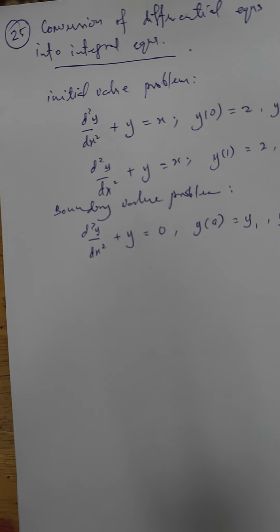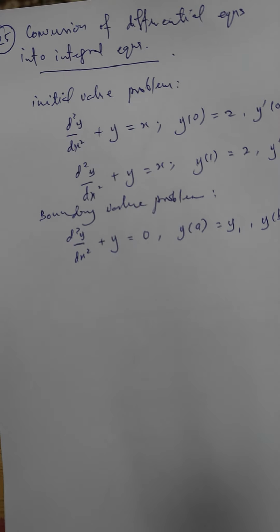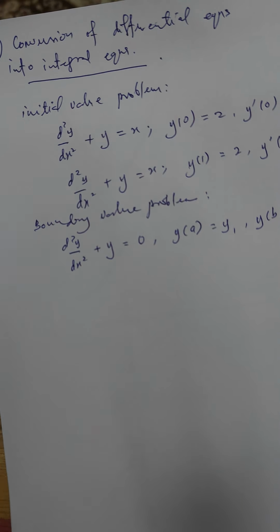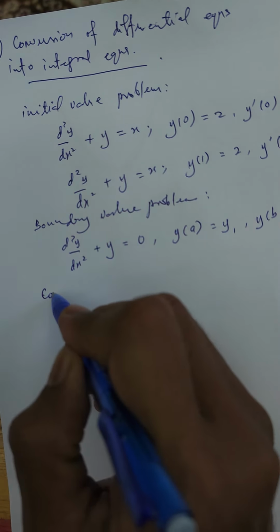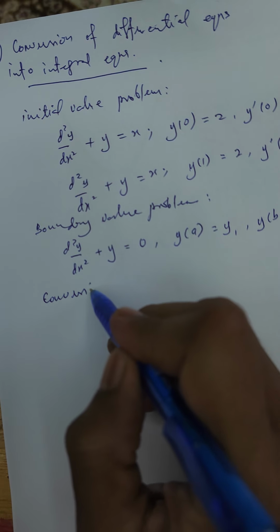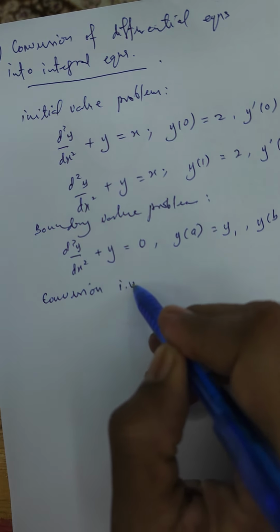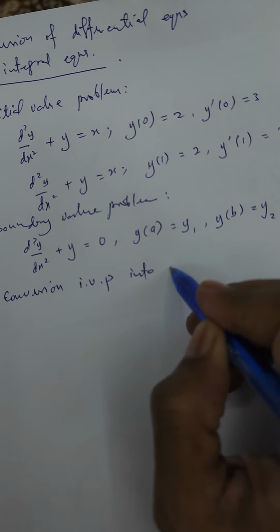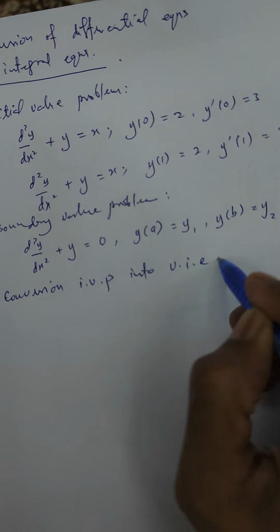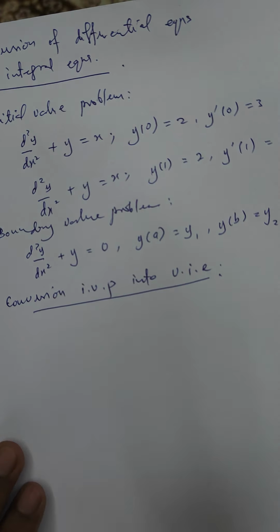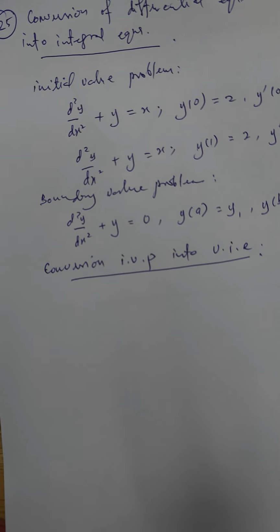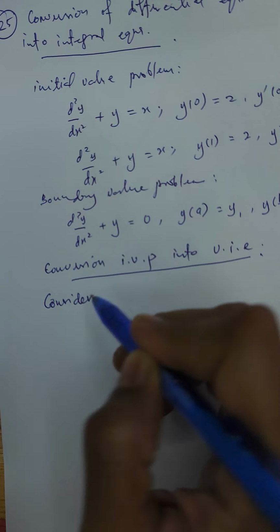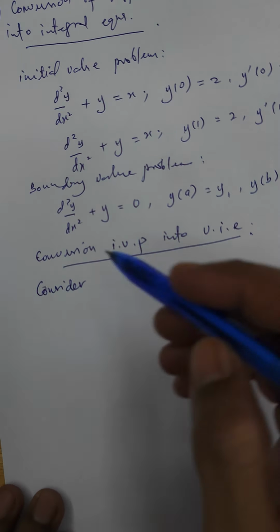Now let's see how we convert the initial value problem, which is the first case here, into a Volterra integral equation. Conversion of initial value problem (IVP) into Volterra integral equation. Now we consider the general initial value problem.